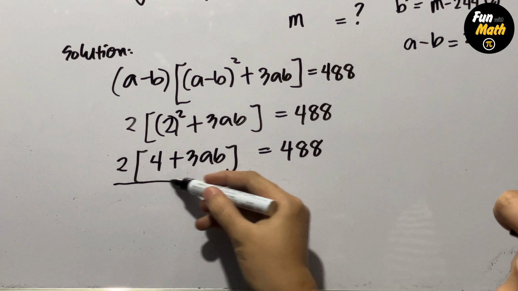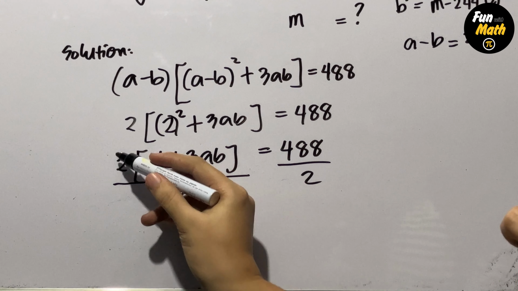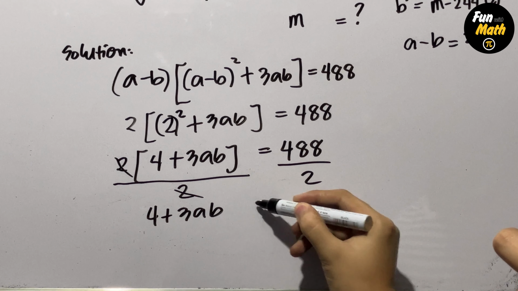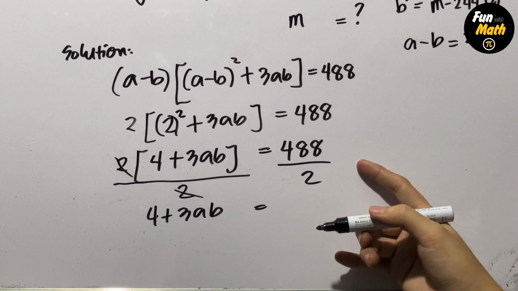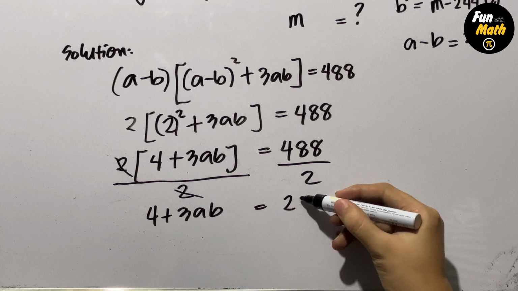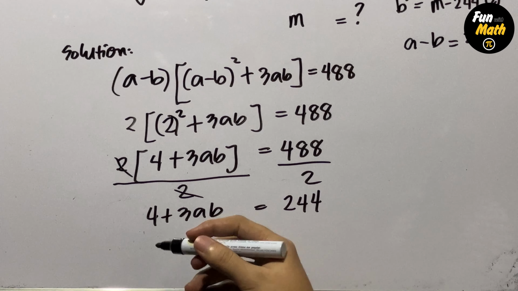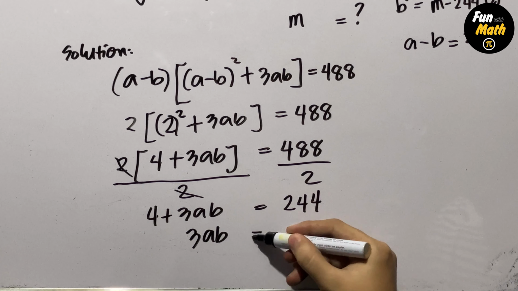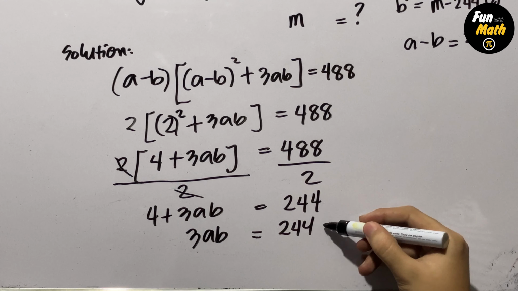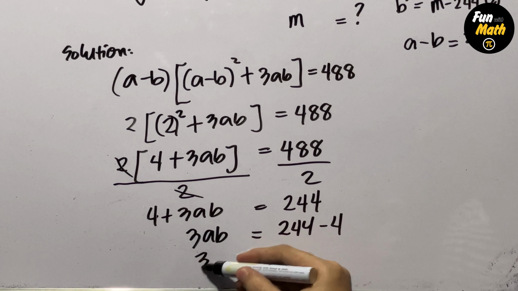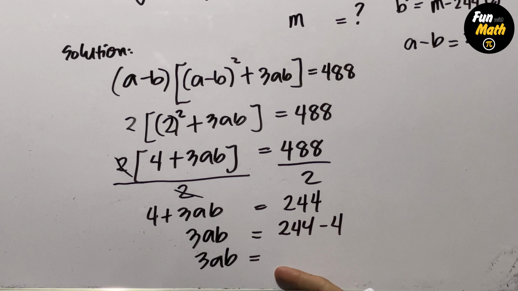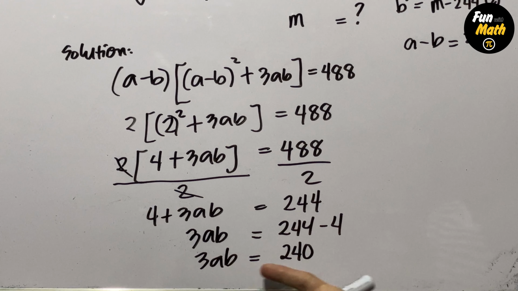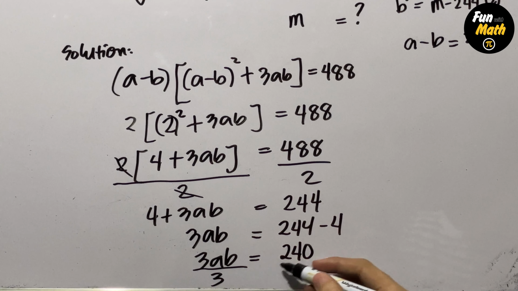Now we can divide both sides by 2. So this is now cancelled out. So we're left with 4 plus 3ab is equal to 488 divided by 2. That's equal to 244. Now let's take 4 to the other side. So we're left here with 3ab is equal to 244 minus 4. And that is 3ab is equal to 244 minus 4 is 240. Now divide both sides by 3.